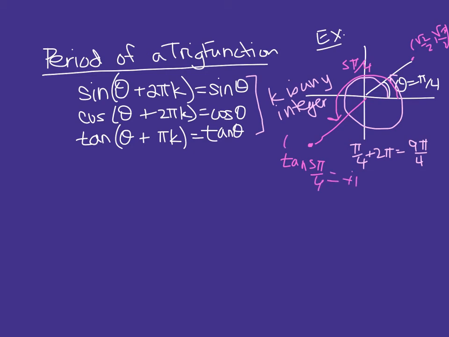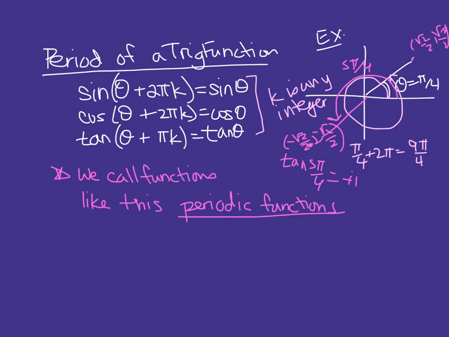So those x and y values are different. However, because tangent is the y divided by x, if you divide a negative by a negative, you get the same positive answer. So these are important properties, and the important thing to know is that we call functions that have this property periodic functions. And periodic functions basically just means that they repeat.